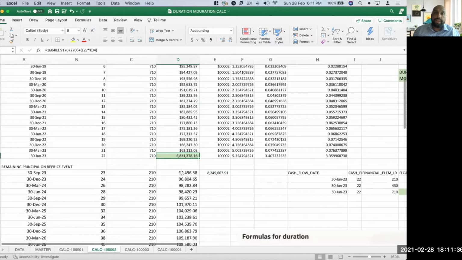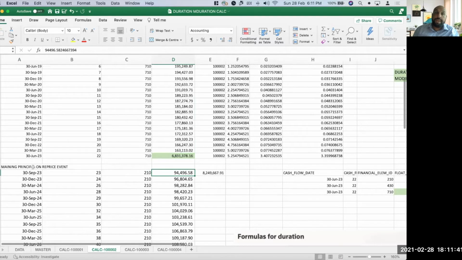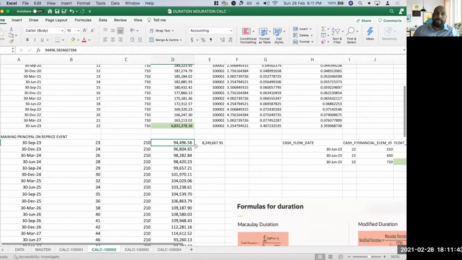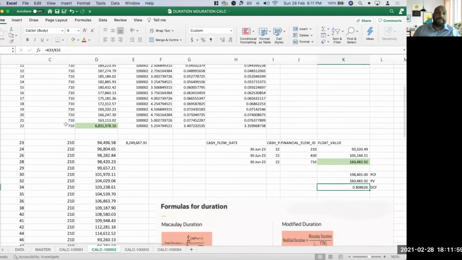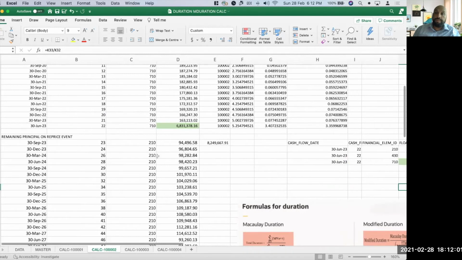And then it looked at all the cash flows that were still due, the principal cash flows at the point of the repricing, to basically recover the 10 million that was to be paid by the customer. And it calculated it as 8.249 million that was still due from the customer. And similar to the first example, we determined the discount factor that was relevant as of 30th of June 2023, because that's the point of repricing.